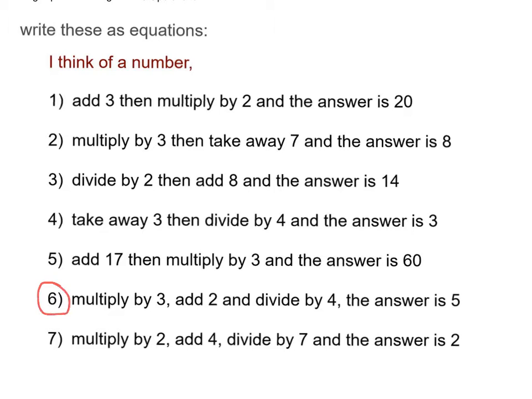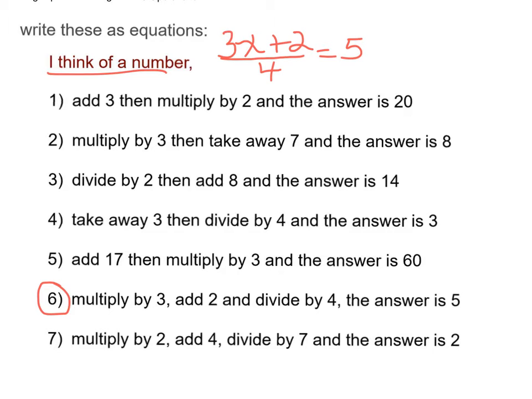So if I did a problem like number 6, it says I think of a number, let's call it x, and I multiply it by 3, and then I add 2. I divide the whole thing by 4, which means a division at that point, and the answer is 5. And we talked about how we undo those steps in reverse order.